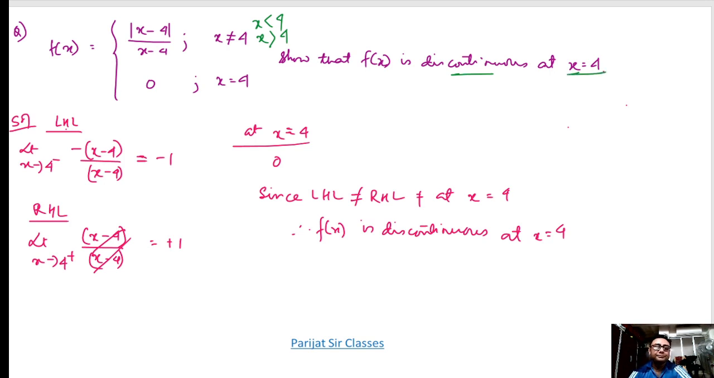So let's check. For x less than 4, this will become minus, this is plus, so it comes out to be minus 1. For x greater than 4, this will be positive, so this is plus 1, and at x equal to 4 they have given the value of 0. So the left hand limit is not equal to the right hand limit, and also at x equal to 4 the value is not coming equal, so it is discontinuous at x equal to 4.